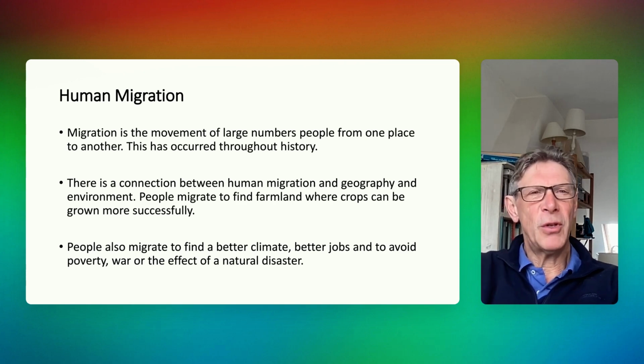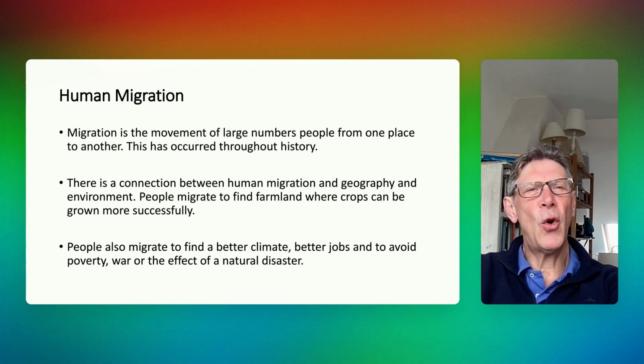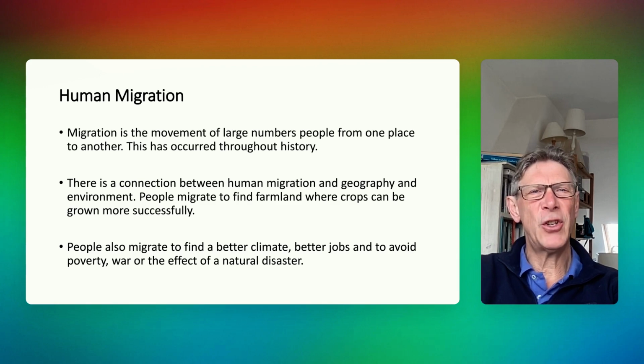Humans, as well as destroying the planet, are also always going through periods of migration. Migration is the movement of large numbers of people from one place to another, and it's occurred throughout history. There is a connection between human migration and geography and the environment, because people will migrate to areas where it's easier for them to live, where they can find farmland, where crops can be grown more successfully, where the environment is more conducive to human life.